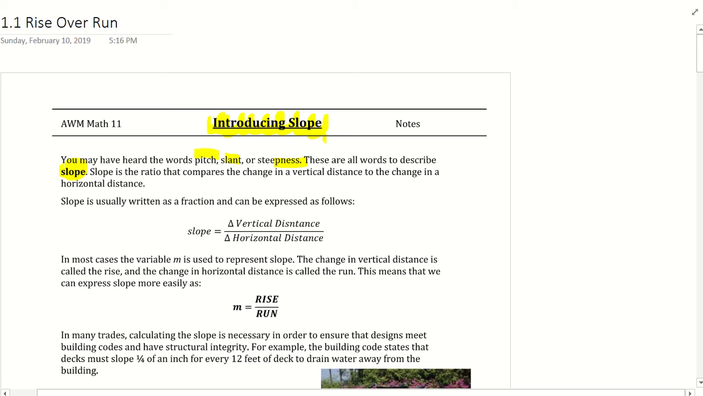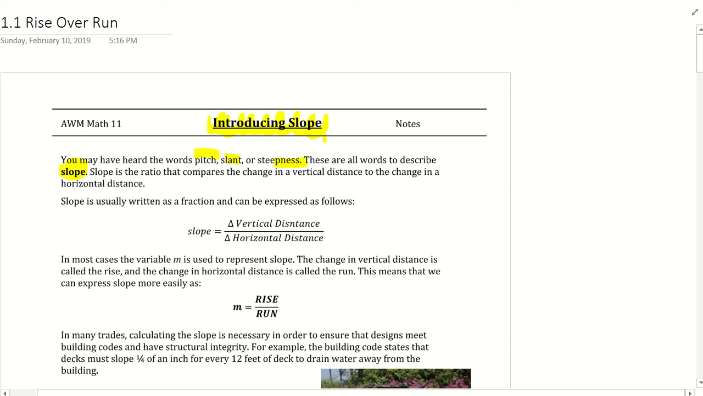So for pitch, I always look at a roof. You'll definitely see pitch there. Or slant, again, you might look at a wheelchair ramp. Or steepness, sometimes you might think of a mountain, or going down that double black diamond. So that's what slope is.